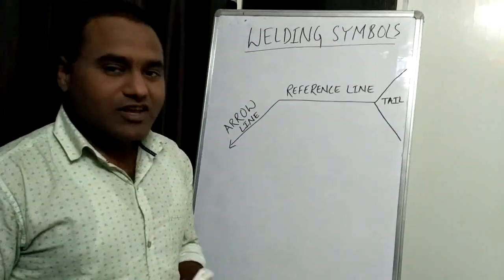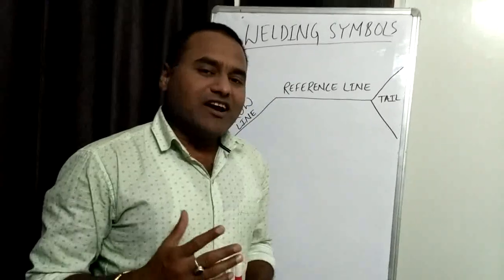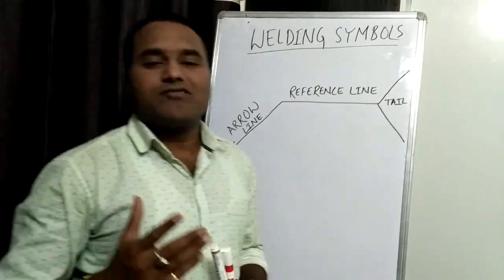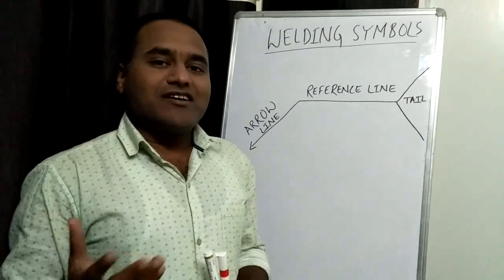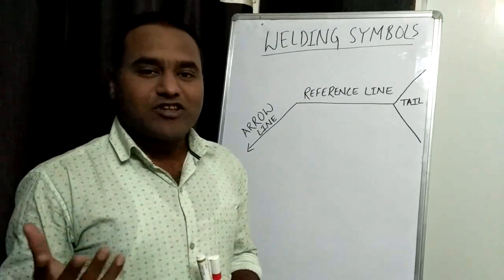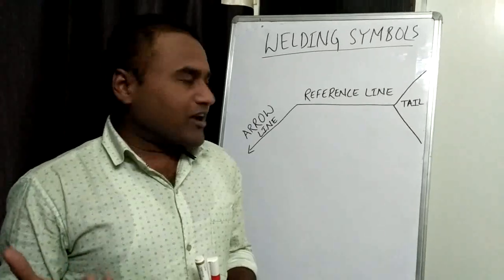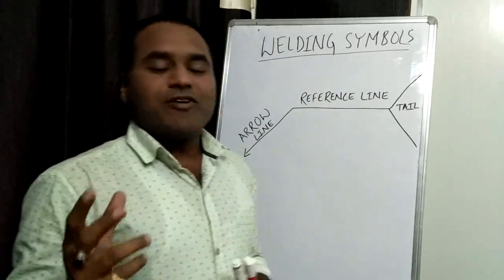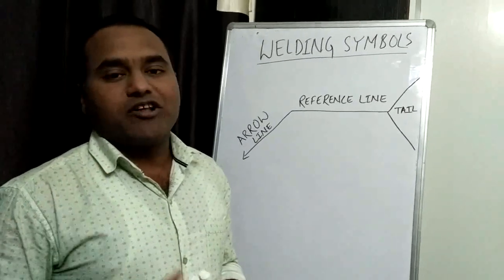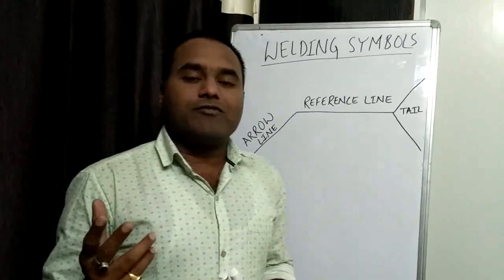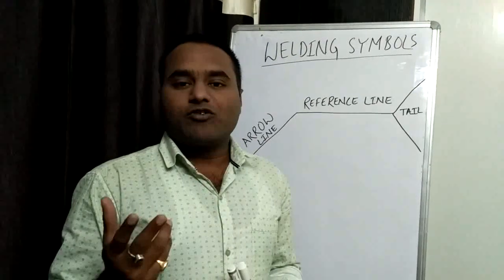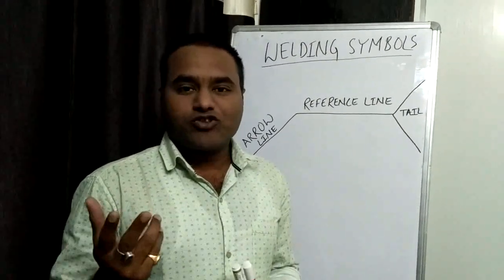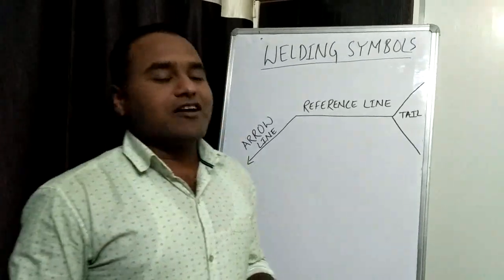Symbols. Welding symbols. See, welding symbols are a set of instructions. Rather, we can say it's a set of information provided by the design engineer or design department to the welding engineer or welding operator. Many pieces of information are provided on the welding symbol itself, like the dimension of the weld, geometry of the groove or fillet, the applicable code, the process to be used.